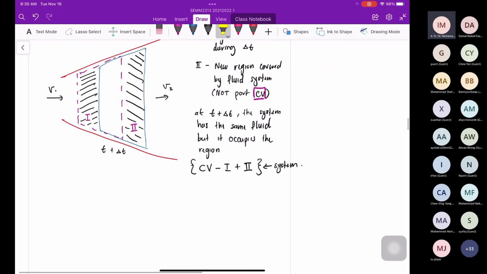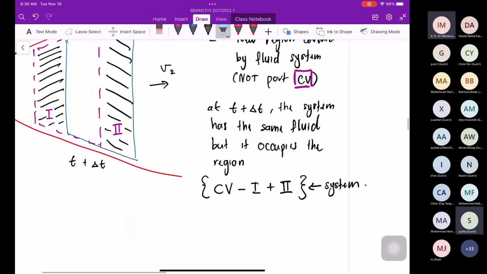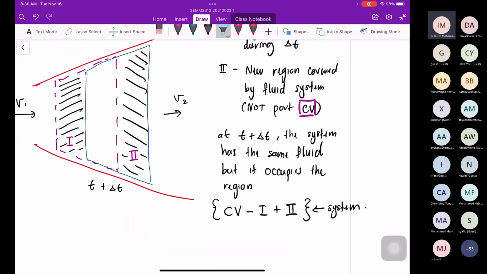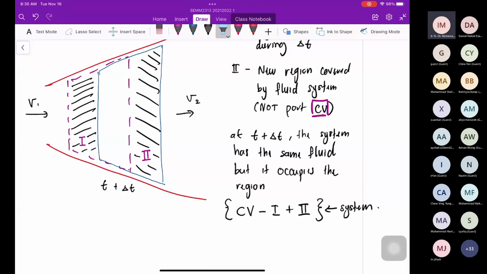Alright, I hope you understand. So I mention again, which region is CV minus 1? For the new flow, for example at T plus delta T, the flow moves from left to right. CV minus region 1 plus region 2 is the new system region. So the new system is the blue color, right? This one. Okay, this is system.